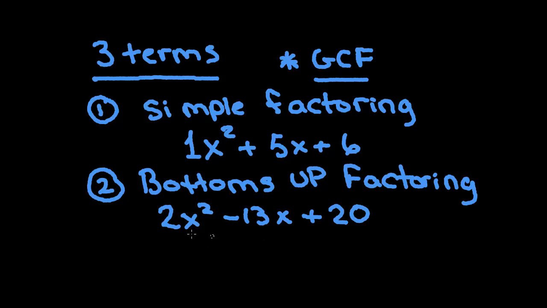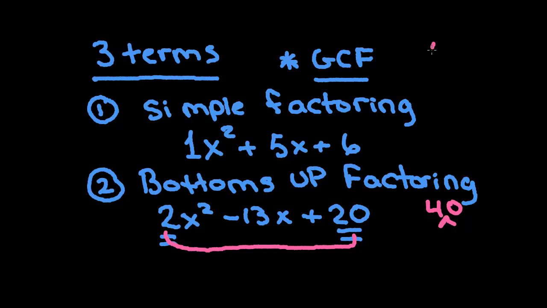So three terms, but this leading coefficient is not 1, so you have a couple extra steps. In bottoms up, you multiply your first term times your last term, you get 40, think of two things that multiply together to give you 40, but add together to give you 13.